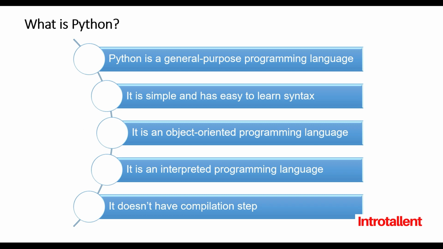It is an interpreted programming language. That means programs or instructions written in Python can be executed directly. It doesn't need any compilation, right? And next point is, it doesn't have compilation step. And we talked about compiler, right? It's a program which is used for converting the programs or instructions into the machine language. So Python doesn't need any compilation step. It can directly be executed. Python programs can be executed directly.